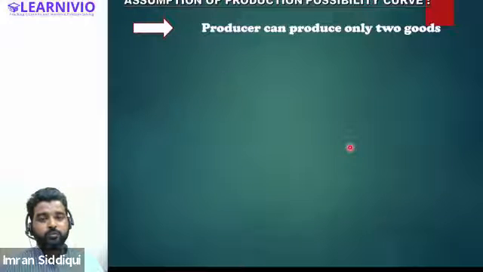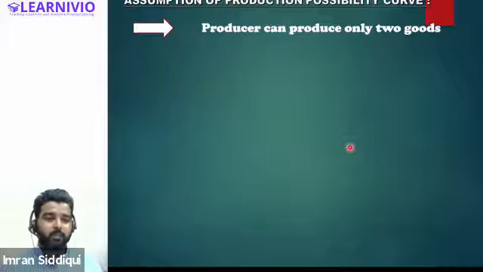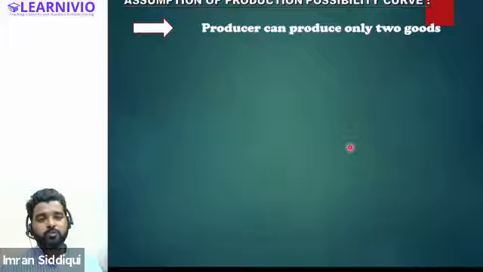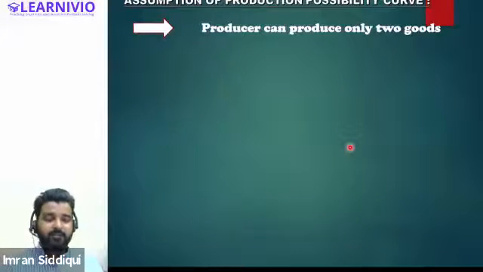Practically, if a producer has a certain amount of resources with him, suppose a producer is having land, labor, capital, machinery, then he can choose any combination. He can produce any number of goods. A producer can practically produce wheat, rice, sugarcane, tomato, onions, potato. He can produce any good that he wants to produce, any number of goods that he wants to produce on his field. But while discussing the production possibility curve, we will only consider that the producer can produce only two goods.